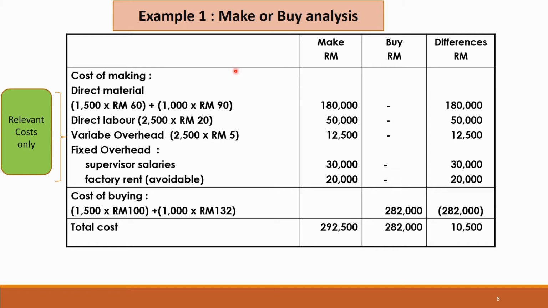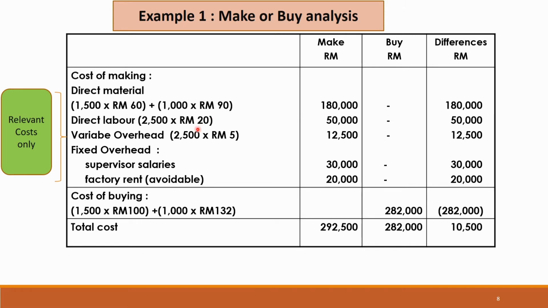So, we start with cost of making, and these are relevant costs: direct material, direct labor, variable overhead. So, direct material, there are 2 components. The first component, 1,500 times RM60, plus 1,000 units of the second component times RM90. And the cost for direct materials is 180,000.